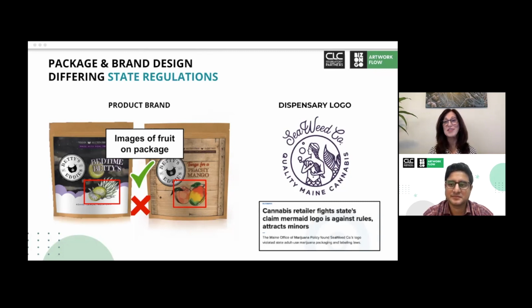The other example is, you see there a dispensary logo, and the state of Maine had objections to it. They felt that it was not adult enough and would attract minors. And so, the dispensary continues to use the logo, and the case is pending in court. But, these are things where you really need to pay attention when you're designing your packaging to what each state specifically requires.